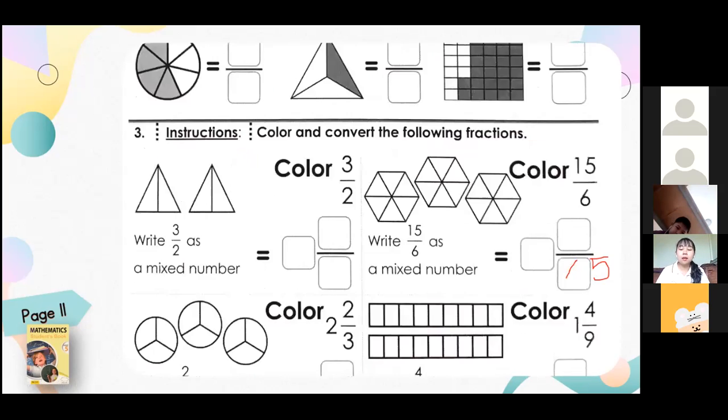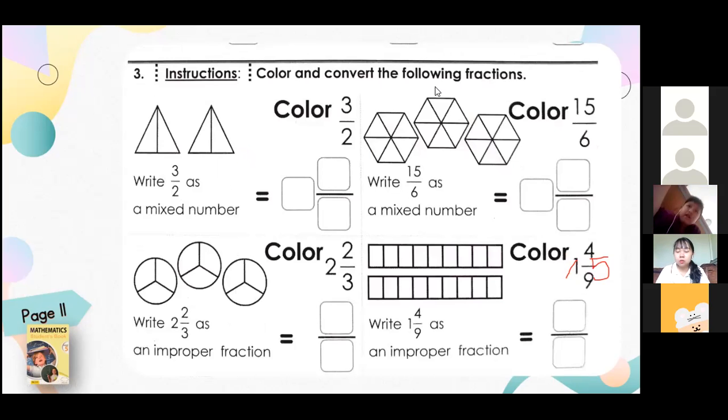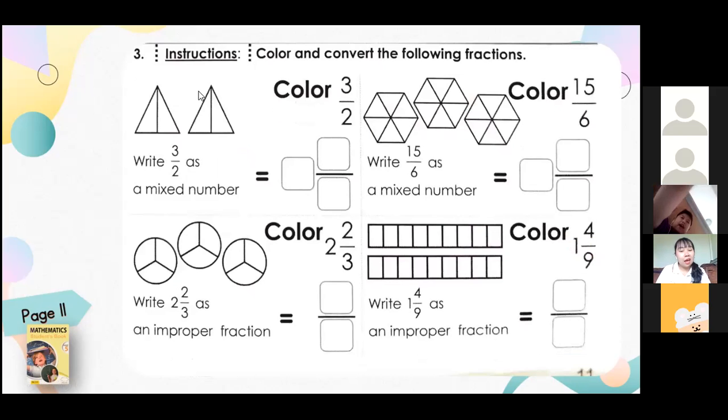Okay. Next. Let me clear the drawing. Now we have to color and write the fraction. You can use your pencil as well. Next. Three halves. Color three halves, and make it into a mixed number. It becomes 1 1/2. One half. You have to color it too.